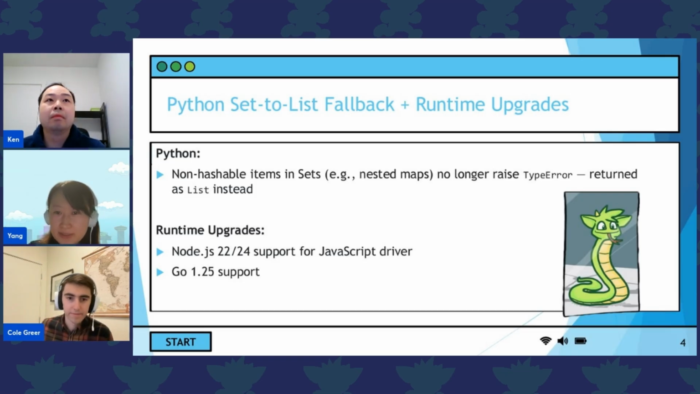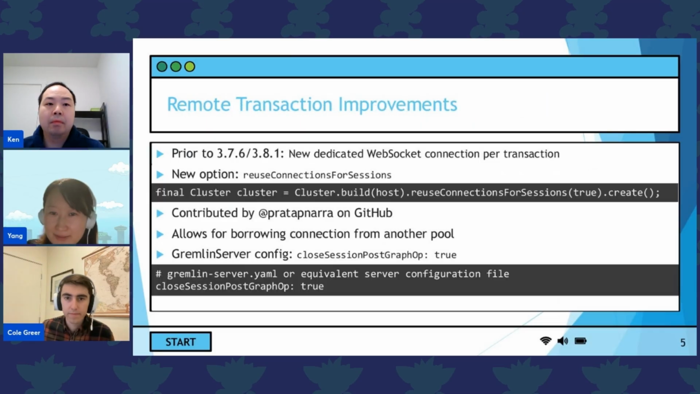And there are some runtime upgrades we want to call out. In 3.7.6 we are now supporting Node 22 and 24, as well as moving Go to 1.25. And I will pass it to Ken to talk about some of our performance improvements.